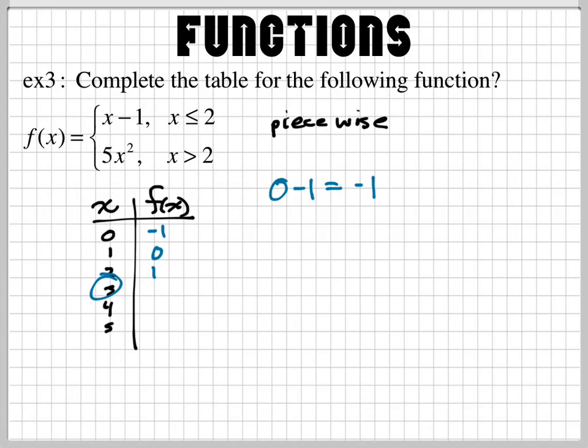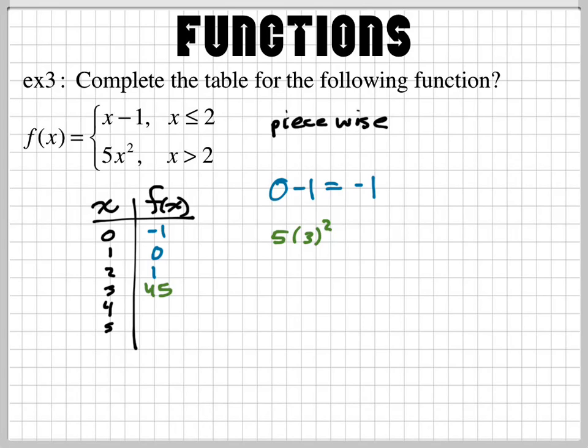Now we have the number 3. Now this is when things are going to change just slightly. If I put a 3 in there, it's not true. If I put a 3 right here, it is true. So that means we're going to use 5x squared. So I just plug in 3 to 5x squared. It's going to be 5 times 3 squared. 3 squared is 9 times 5 is 45. So I put 45 right here.